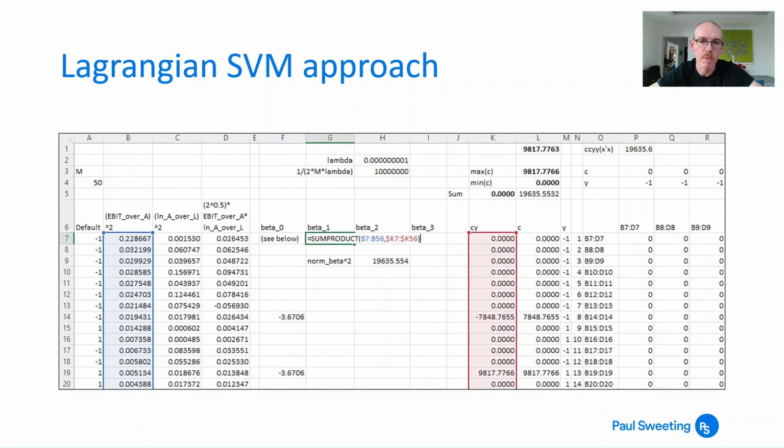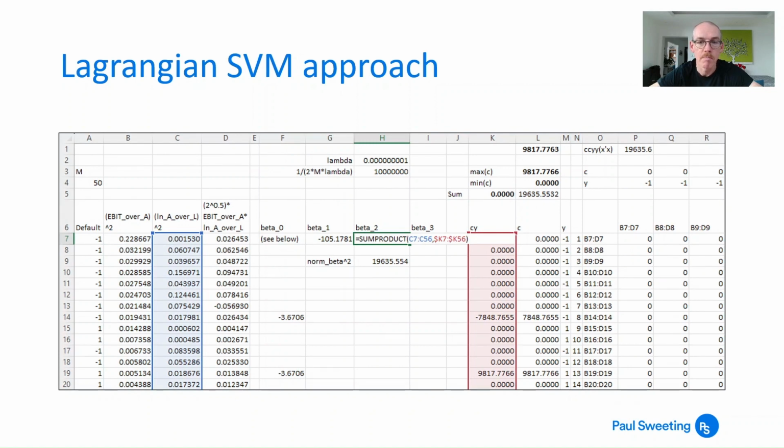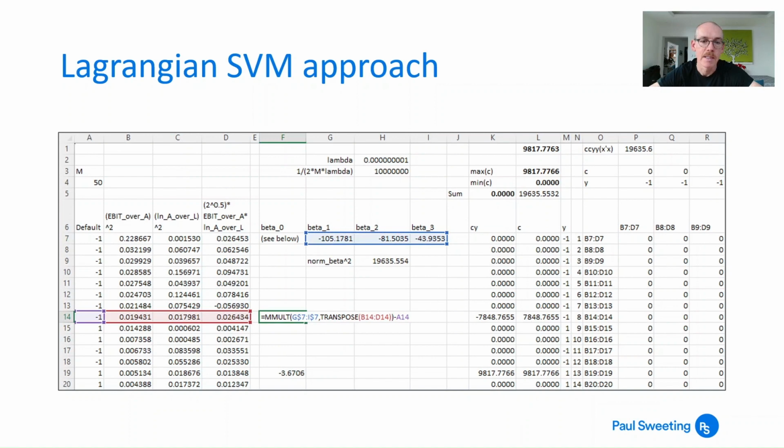And as you can see, the way that we found these betas is looking at the sum product of, in this case, column B and C Y to give us beta 1. Beta 2 just looks at column C instead, beta 3 column D, and beta 0 is derived from the values of y_m, the values of the vector beta, and the values of EBIT over assets squared, log of assets over liabilities squared, and root 2 times EBIT over assets times log of assets over liabilities for the support vectors.